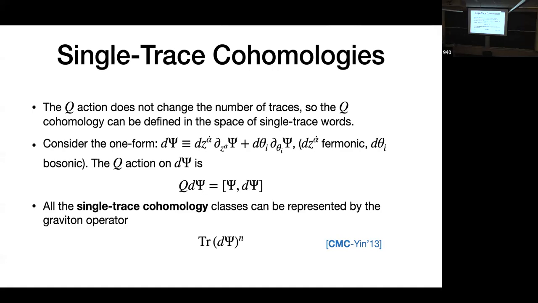Sorry, so this has many components. Which degree should I look at? Every degree? Every degree, okay. Yes. You can expand this formula in terms of dz, d theta, and also in terms of z and theta. Every component in the expansion will be non-trivial, I mean, will give you a representative of a cohomology class. Okay.